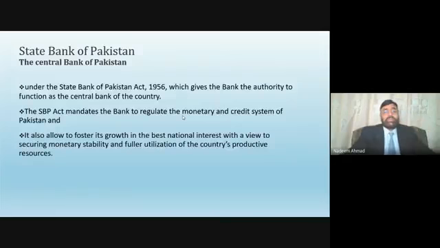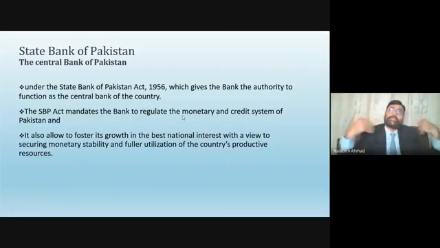Okay, this is about the history of the State Bank, which gives you a little bit of knowledge regarding this. The State Bank of Pakistan Act 1956 gives the bank the authority to function as the central bank of the country. The SBP Act mandates the bank to regulate the monetary and credit system of Pakistan, and it also allows it to foster its growth in the best national interest with a view to securing monetary stability and the fuller utilization of the country's productive resources.